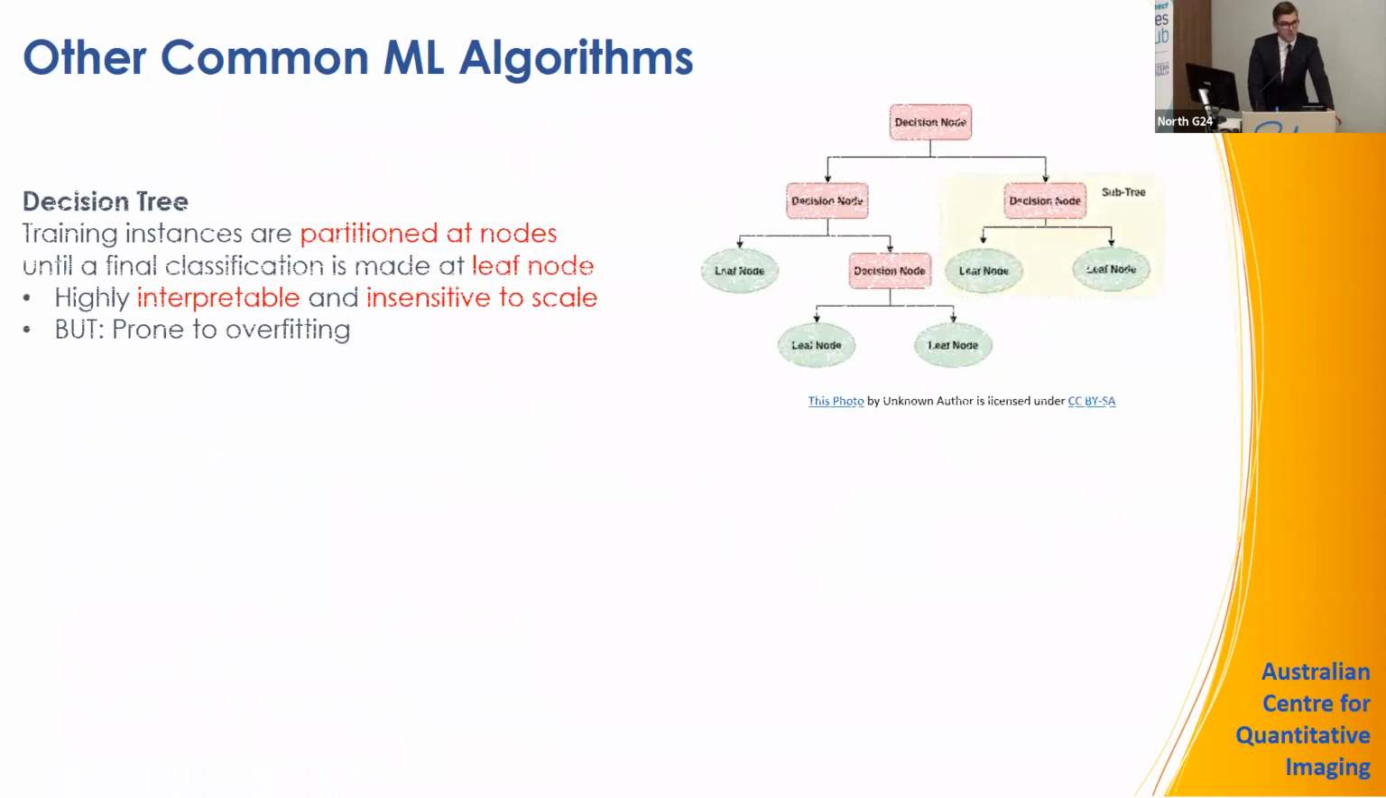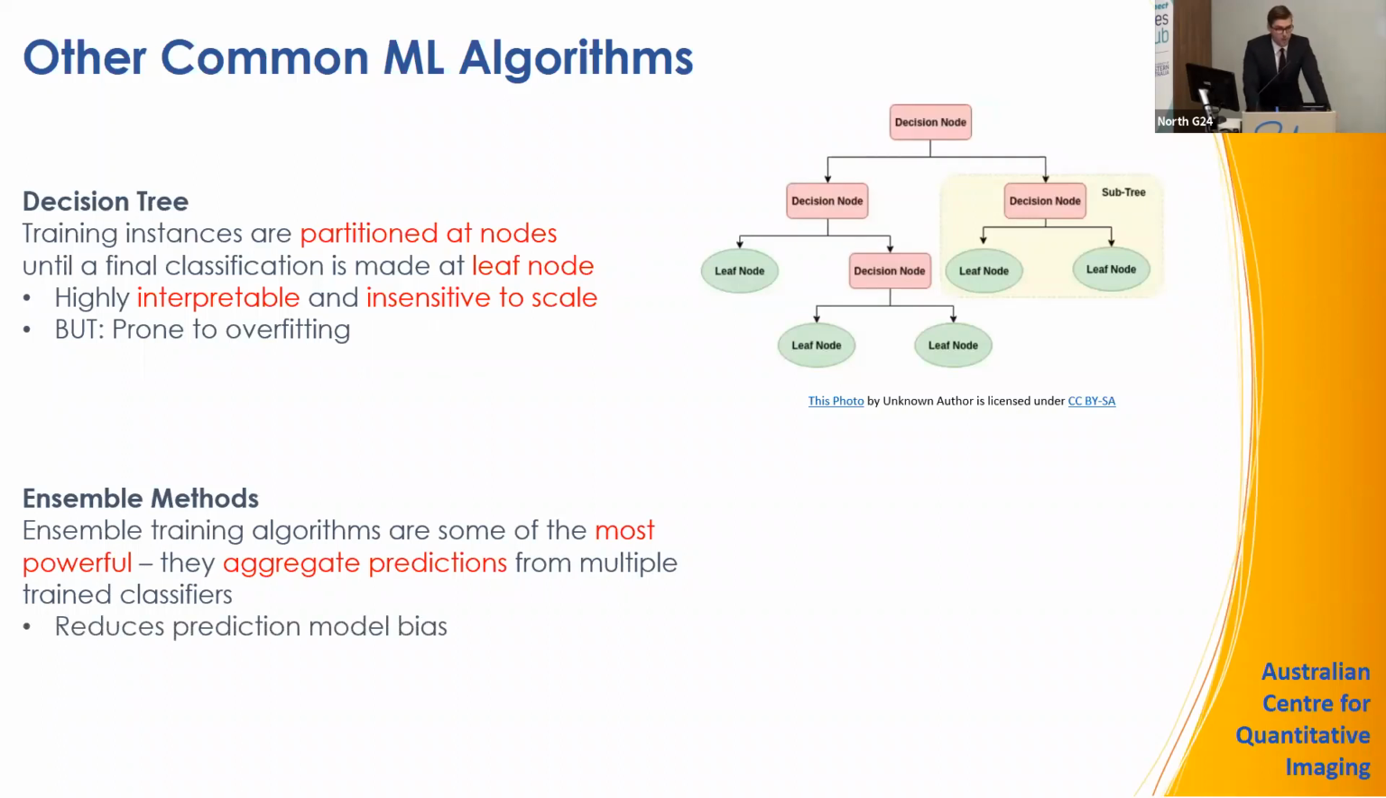Some other common ones that you might encounter are the decision tree. In this one, training instances are partitioned at various nodes where each node represents one of your features until a final classification is made at your leaf nodes at the end of your decision tree. The advantages to this are it's highly interpretable. It's simply thresholding based on the features that you've calculated. It's also insensitive to the scale of your features, but it is prone to overfitting. The higher the depth of your decision tree, the more likely it is that you're going to overfit your training data and not generalize well to testing data.